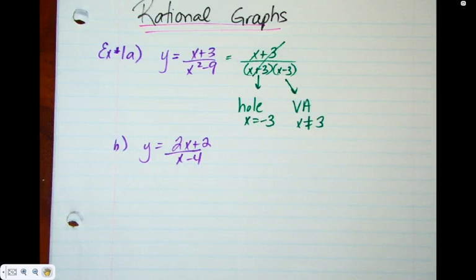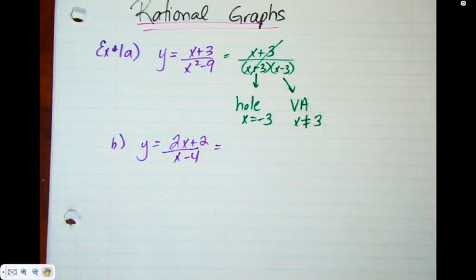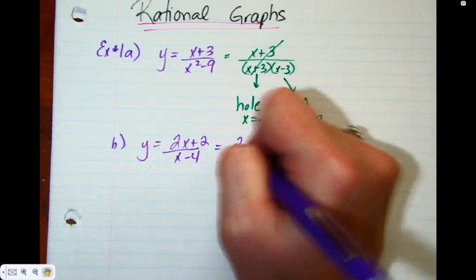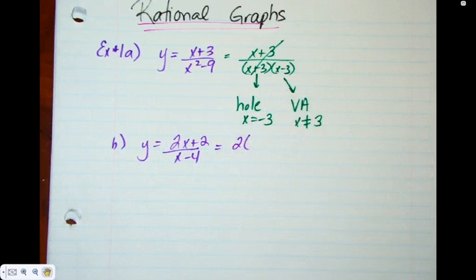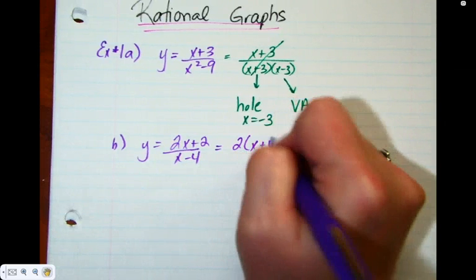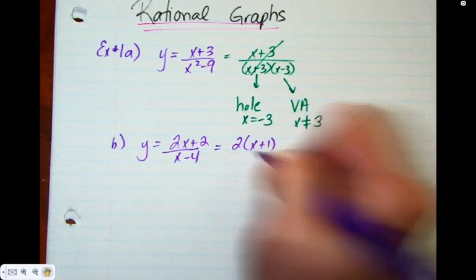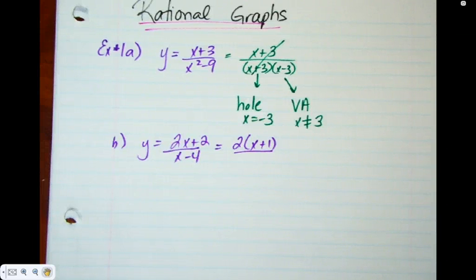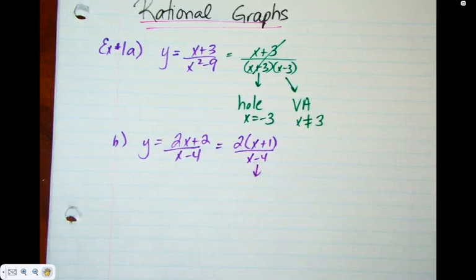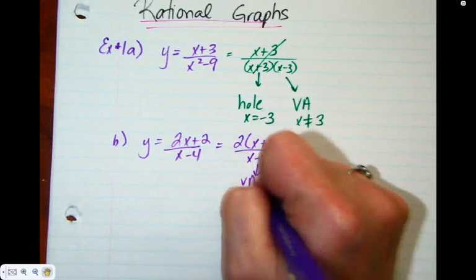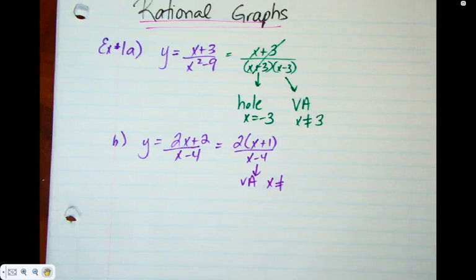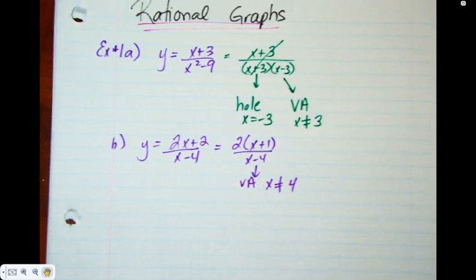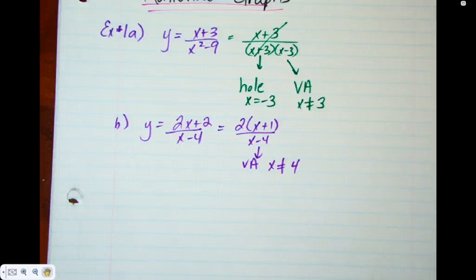Factor anything you can factor. Can we factor the numerator? Yes. How? It's not squared. Common factor of 2, times x plus 1. Can we factor the bottom? So it stays x minus 4. What's the conclusion? It's a vertical asymptote. X cannot be 4.